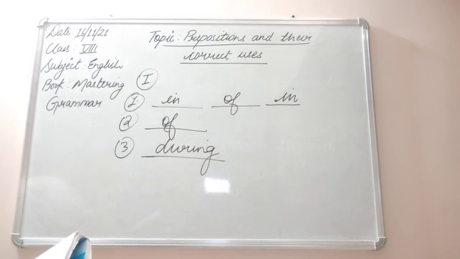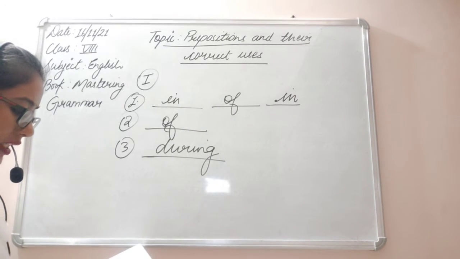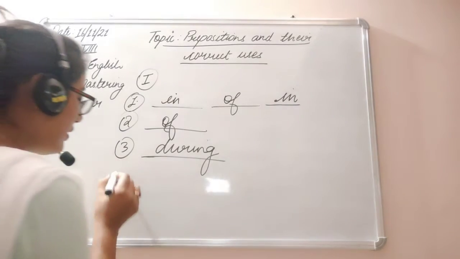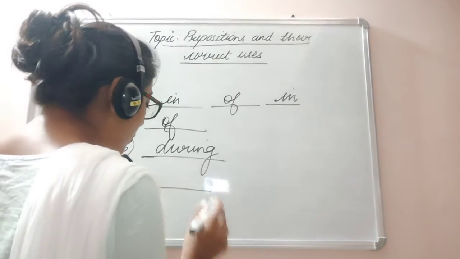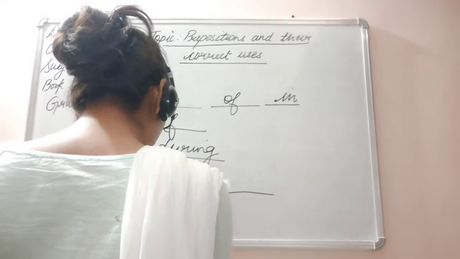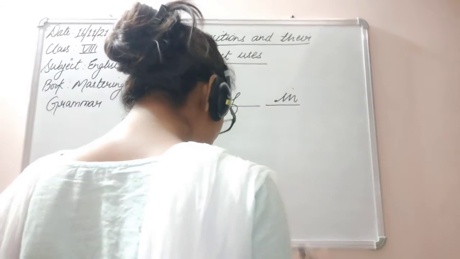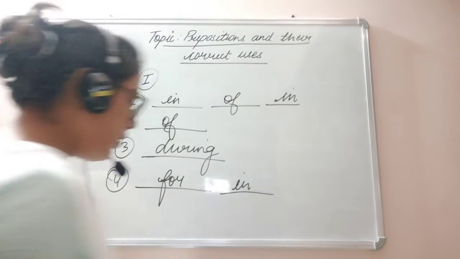Zoos have developed programs designed dash preserving endangered species existing dash in the world. So, designed for preserving endangered species existing in the world.